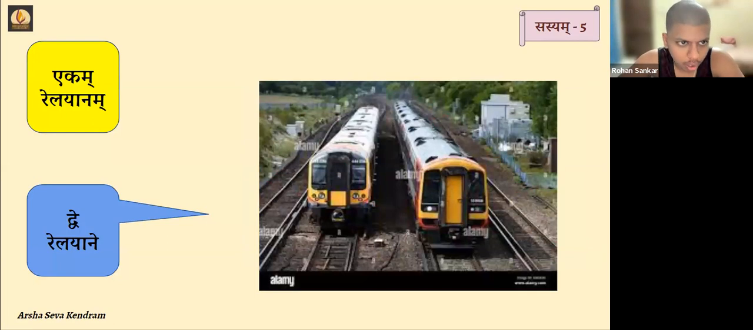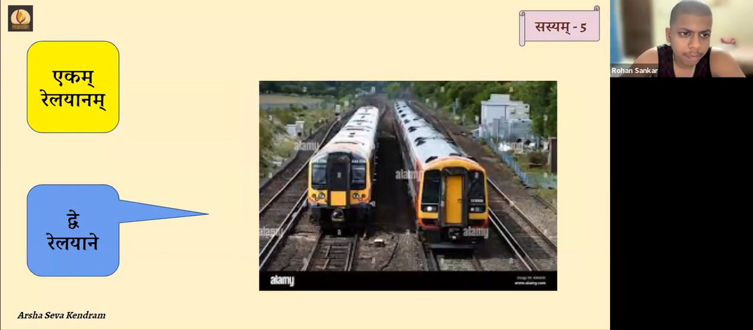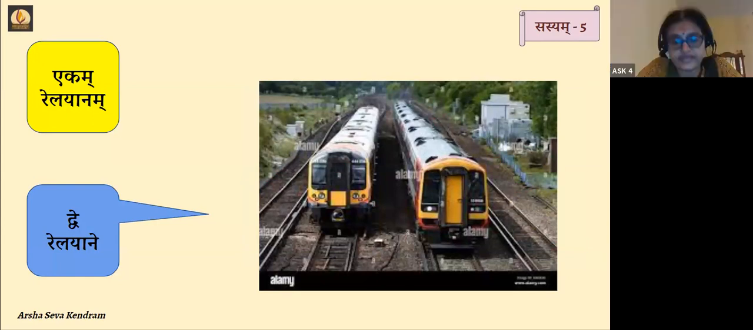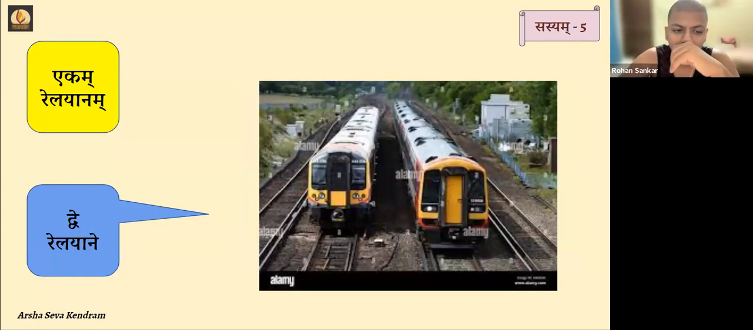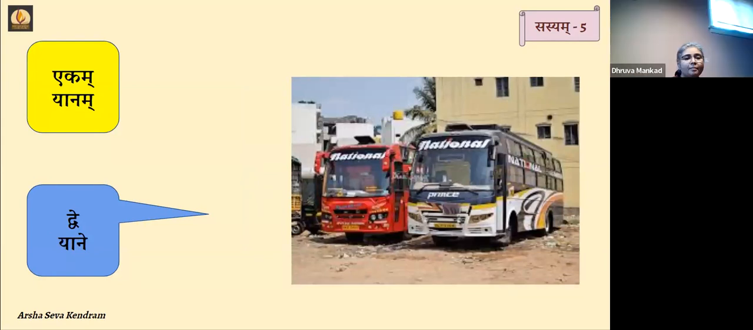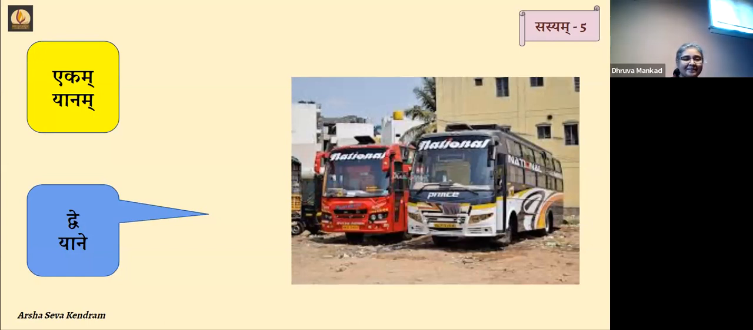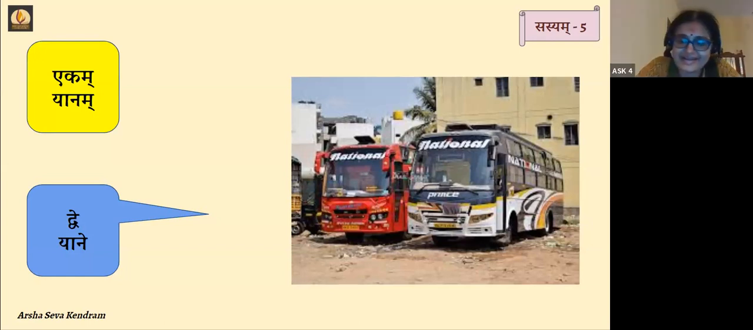Rohan Mahodaya. एकं रेलयानं, द्वे रेलयाने, third one, 3 trains, त्रीणि रेलयानानि. Samyak. Astu. Dhruva Mahodaya. Ekam yanam, dve yane, त्रीणि यानानि. Samyak. Trini yanani. All ni.